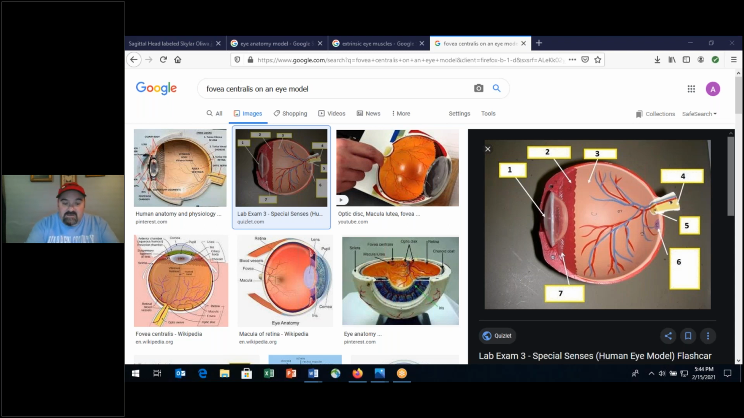Ear anatomy model. Here's the good one. Okay, so let's make this bigger.